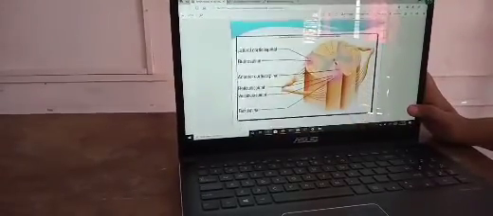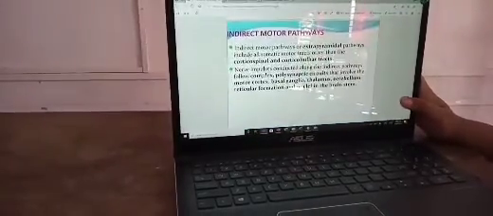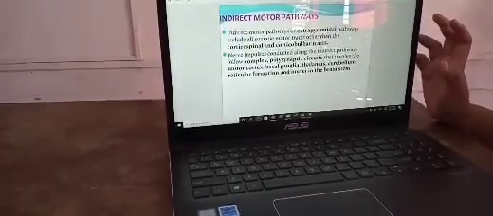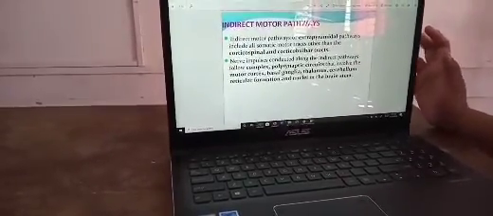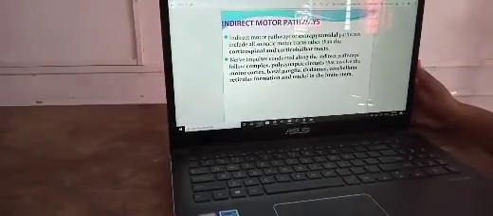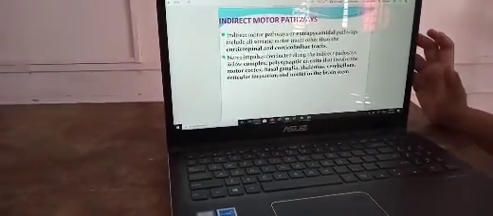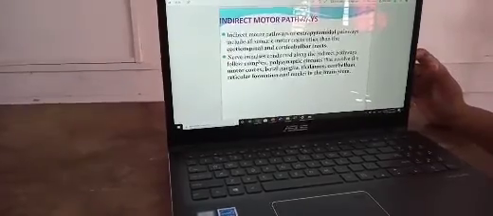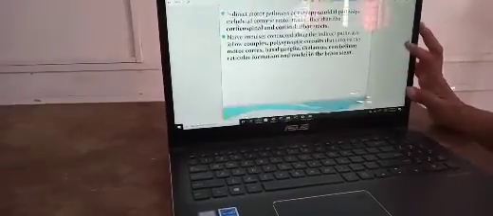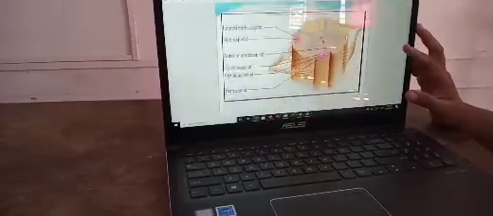Now we are learning about the indirect motor pathway, which is the extrapyramidal pathway, where the nerve impulses conducted along the indirect pathway follow complex polysynaptic circuits. What do you mean by polysynaptic circuit? There are lots of synapses that take place that involve the motor cortex, basal ganglia, thalamus, cerebellum, reticular formation, and the nuclei of the brain stem.